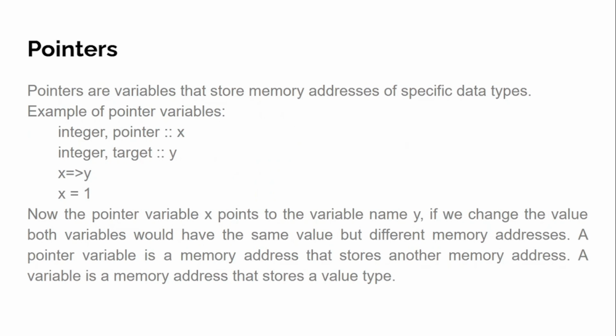Pointers. Pointers are variables that store memory addresses of specific data types. Example of pointer variables: integer, pointer, x, integer, target, y, x, y, x equals 1. Now the pointer variable x points to the variable named y. If we change the value, both variables would have the same value but different memory addresses. A pointer variable is a memory address that stores another memory address. A variable is a memory address that stores a value type.